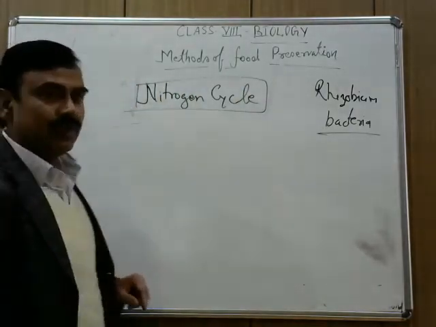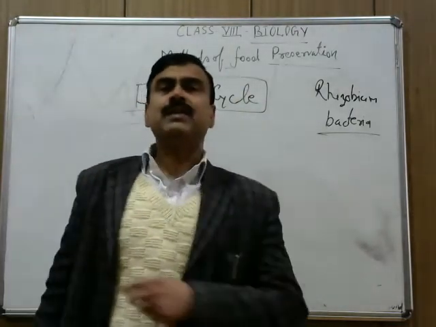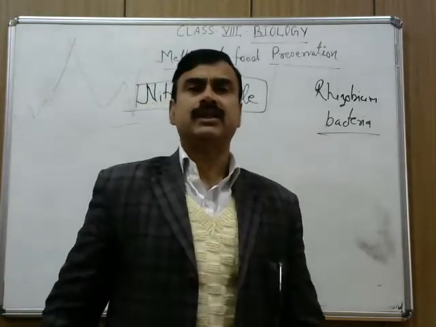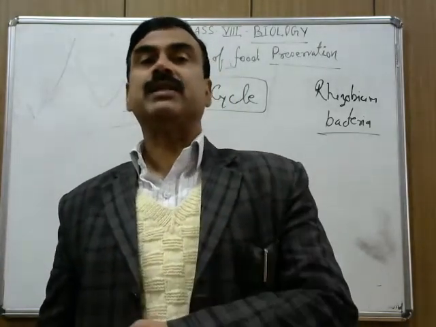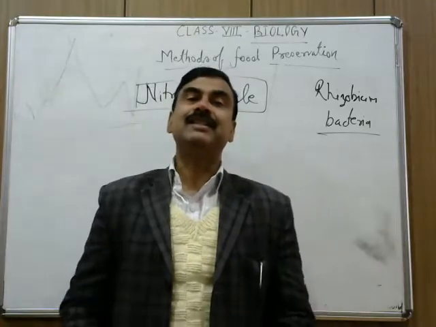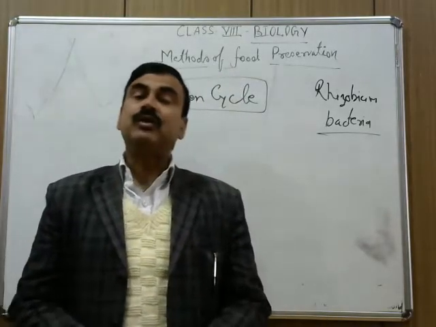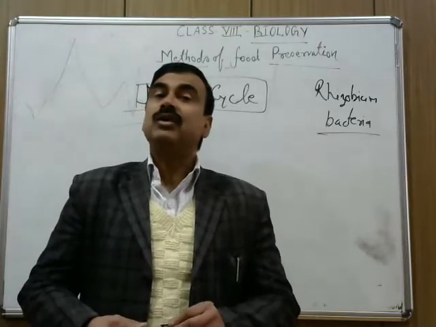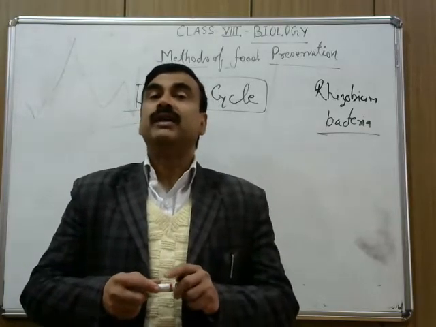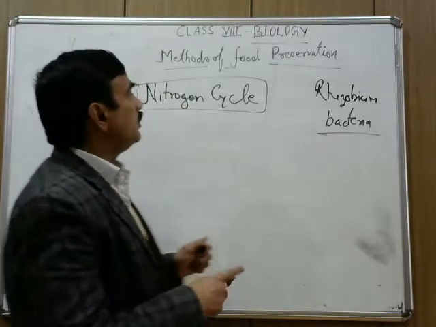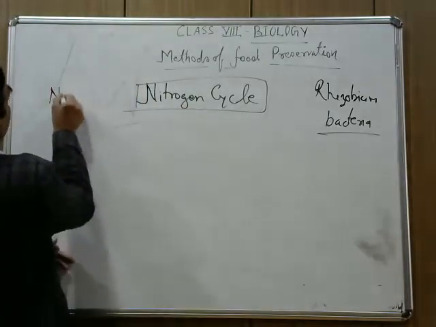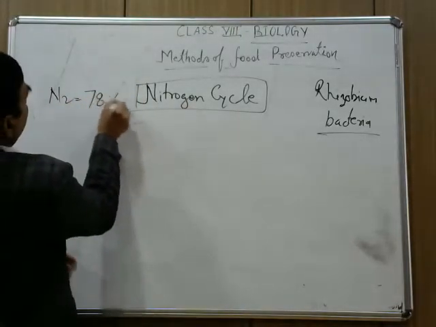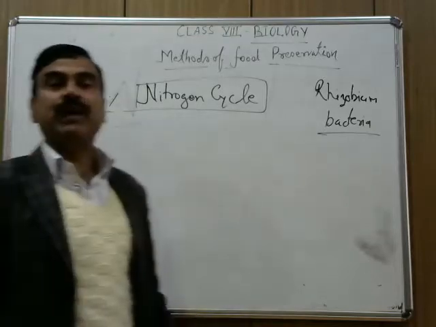Okay, so I am going to start. What is the percentage of nitrogen in the atmosphere? It is 78%. But until this nitrogen is fixed in the soil, it is not in a usable form. When it is not converted into a usable form, this 78% nitrogen cannot be used by plants.